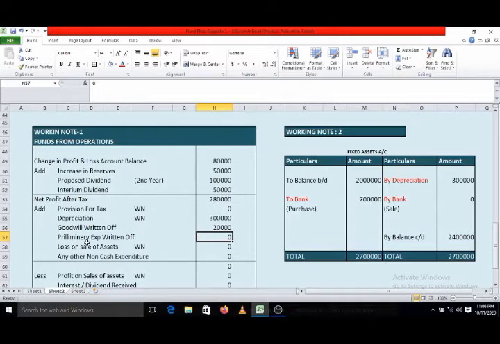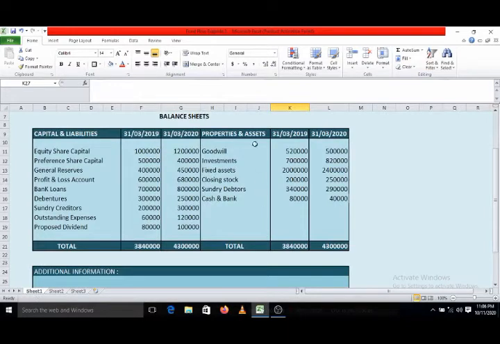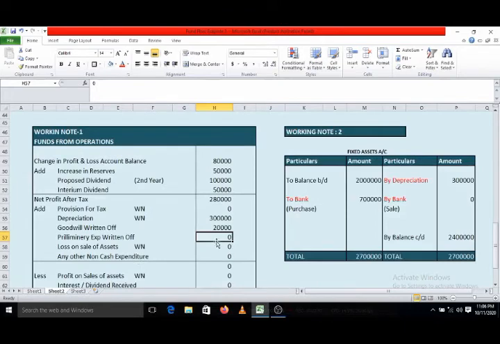Next is preliminary expenses written off. Same thing with preliminary expenses, just like goodwill. Just check on the balance sheet. Is there any item called preliminary expenses? No. So nothing is to be added back on account of preliminary expenses. So 0. Next is loss on sale of asset. Here I have written the working note. Which working note? Fixed asset. So this is the fixed asset account we have prepared. Have we got any amount called loss on sale of asset? No. So this is also 0. Next.